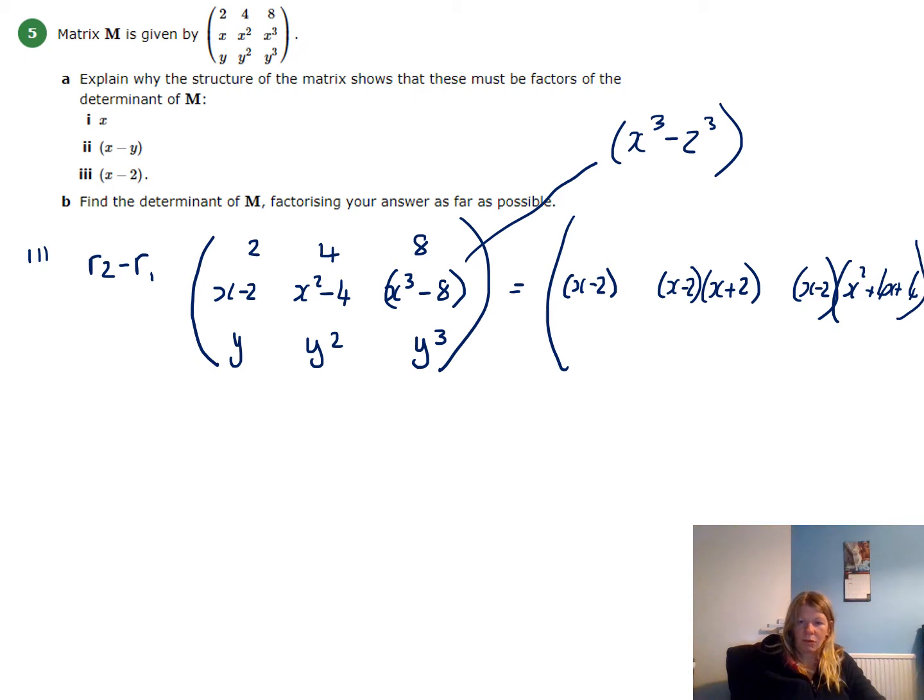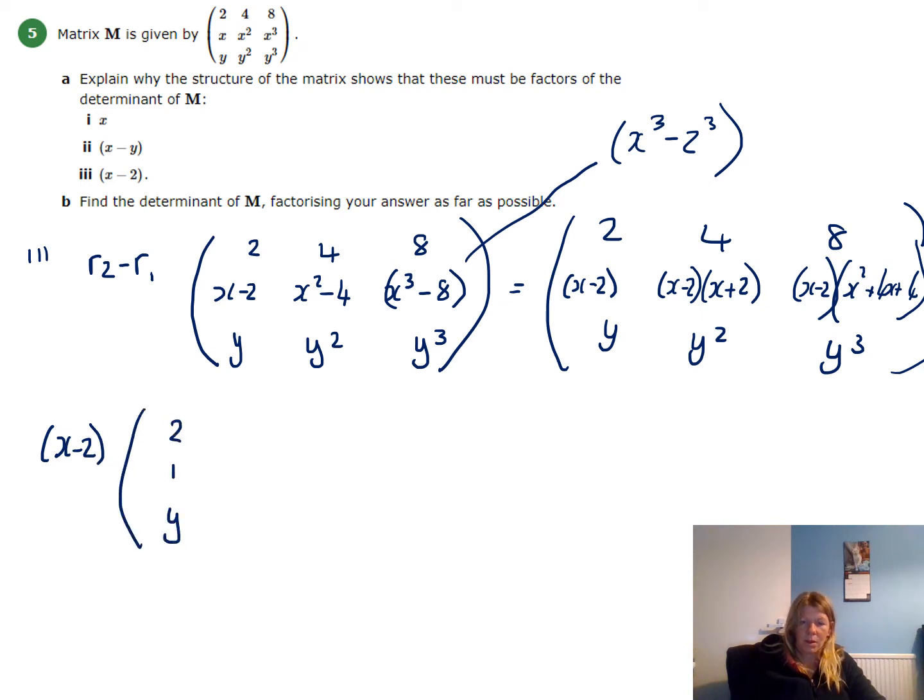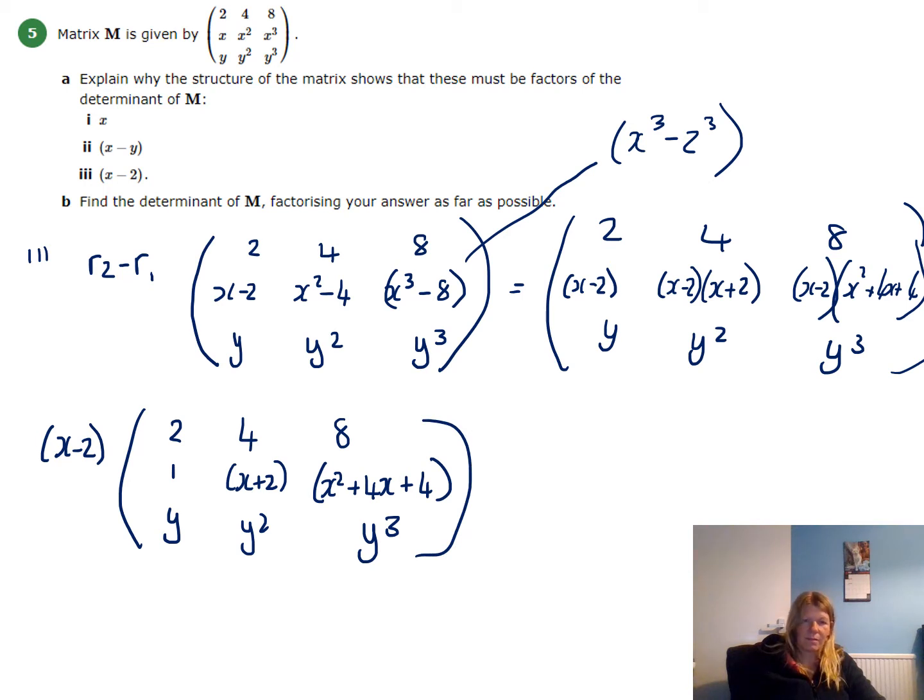I'll come clear on the next row. And then now we've got y squared, y cubed. You've still got 2, 4, 8. Right, so you can pull out now x take 2 and have 2, 1, y, 4x plus 2 y squared, and 8, and that's the x squared plus 4x plus 4 and y cubed. So we've shown that x take 2 is a factor.